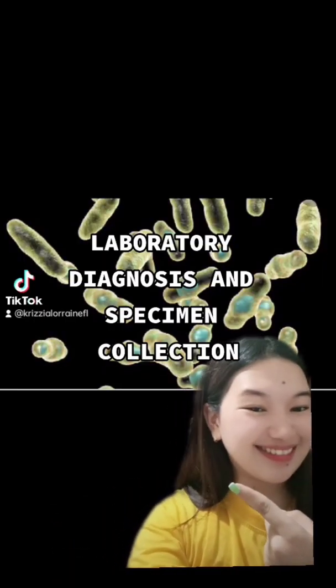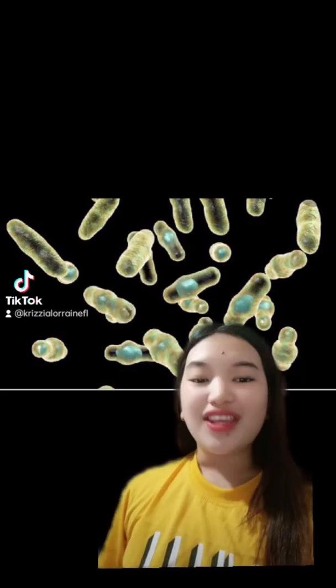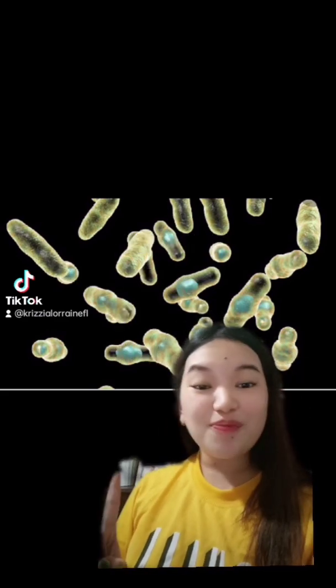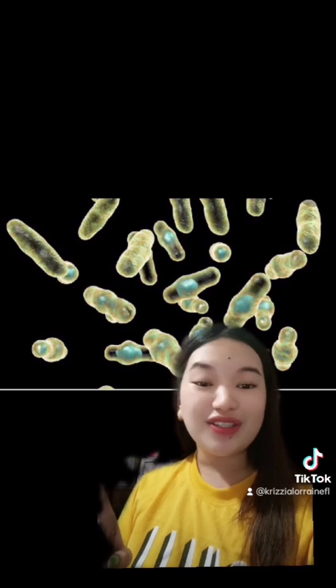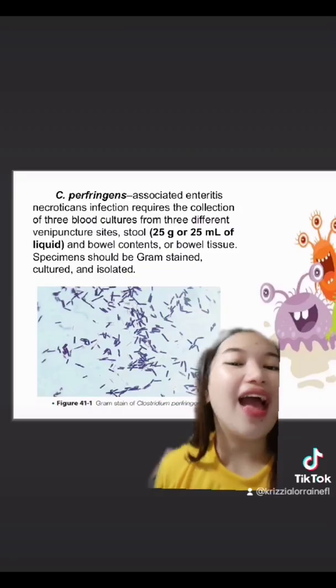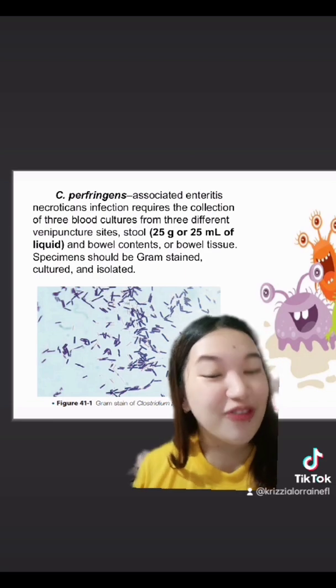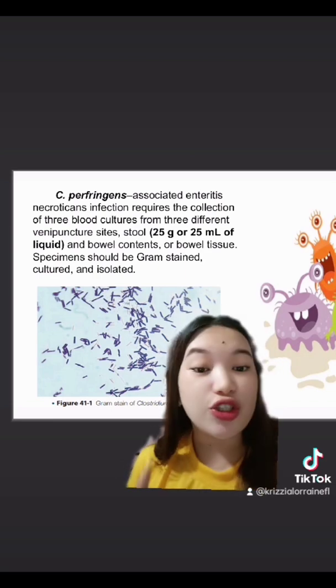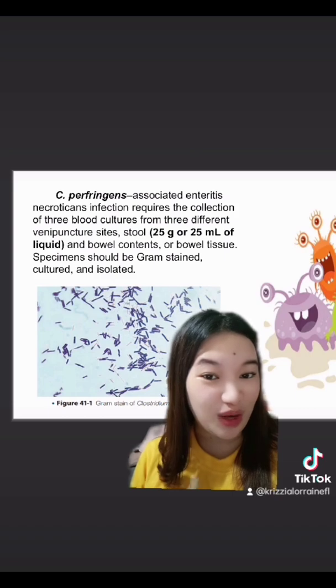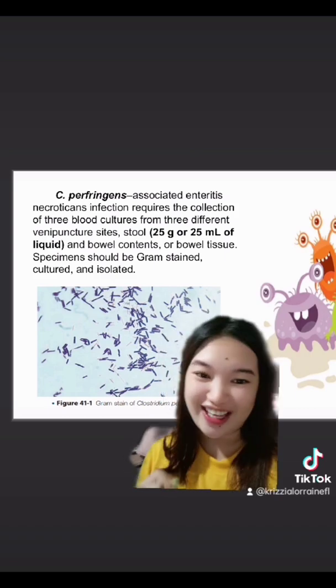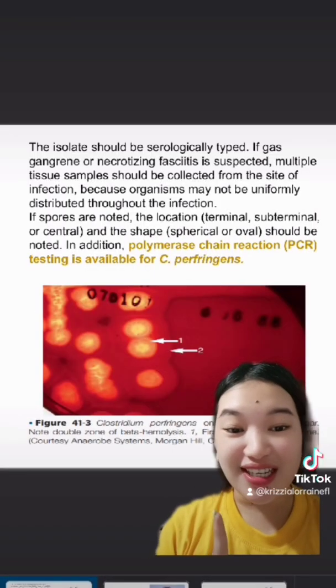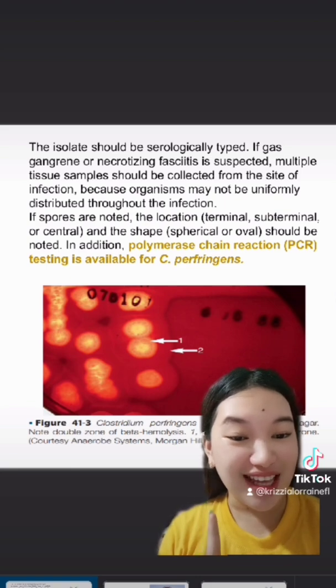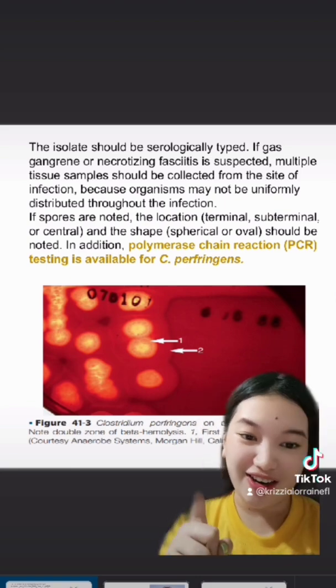Laboratory diagnosis and specimen collection. These species, the C. perfringens, should be transported at 4 degrees Celsius, and specimens should be processed within 24 hours. And this is the gram stain of Clostridium perfringens. Just so you know, specimens should be gram-stained, cultured, and isolated. And what you see here is Clostridium perfringens in blood agar.